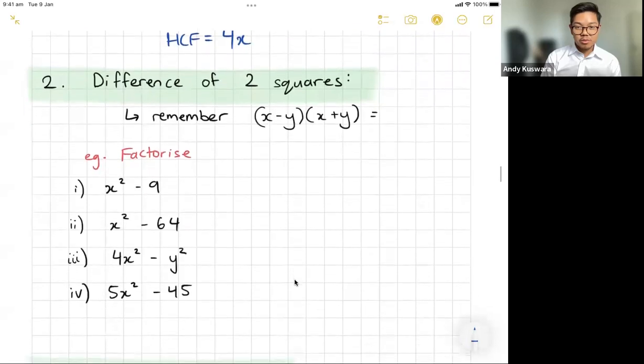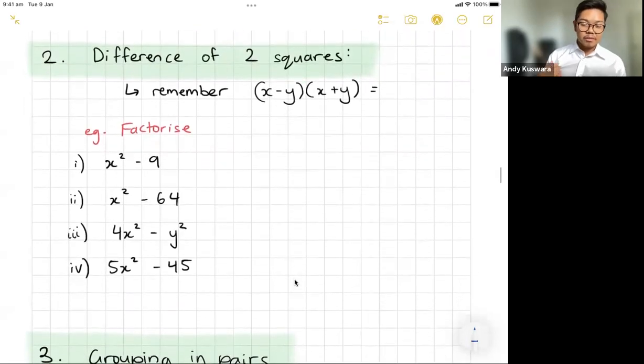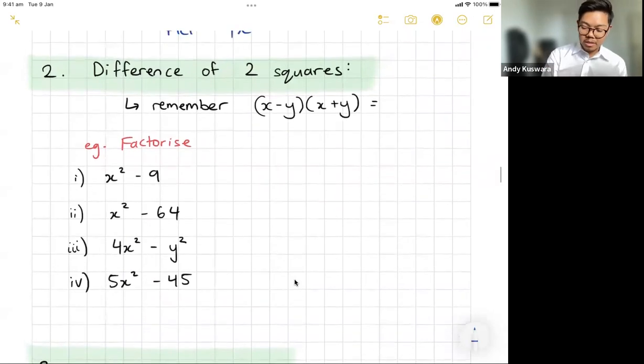Now, if we have a difference of 2 squares, this is going off one of your special expansions. If we have x minus y, x plus y, it just becomes x squared minus y squared. A difference of 2 squares: difference is just a fancy way to say minus, and squares is just any kind of square number. So I've got x squared and y squared here, but I'll show you later it works with these.